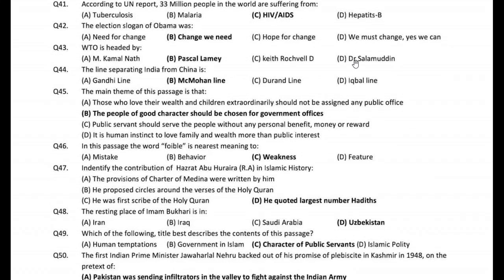Identify the contribution of Hazrat Abu Huraira in Islamic history. Option D, he quoted the largest number of hadiths. The resting place of Imam Bukhari is in? Option D, Uzbekistan. Which of the following titles best describes the contents of this passage? Option C, character of public servants. The first Indian Prime Minister, Jawaharlal Nehru, backed out of his promise of plebiscite in Kashmir in 1948 on the pretext of?